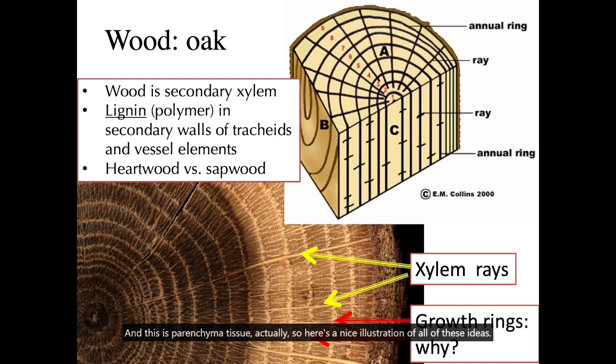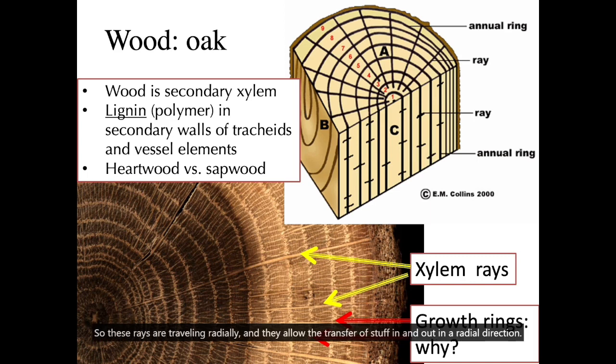So here's a nice illustration of all of these ideas. Remember that wood is secondary xylem for the most part, and wood is made up of tracheids or vessel elements, or both, depending on the species. And these cell walls, the secondary cell walls, are filled with the polymer called lignin. And you can see in this particular example, there are these rays. This is very evident in oak. If you look at oak, you will always see rays. It's very, very obvious. It's a very nice feature of oak and one reason that it's so prized.